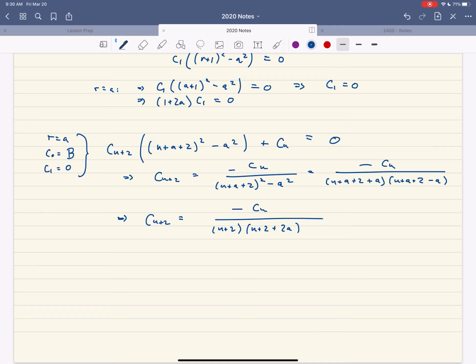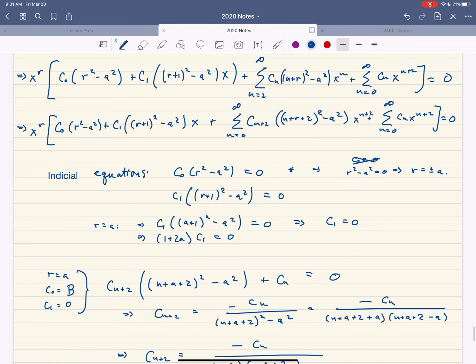All right, and so now let's just go to work and see what happens here. So we're going to go back. Remember that our sum started at n equals 0, so that's where our recurrence will start.